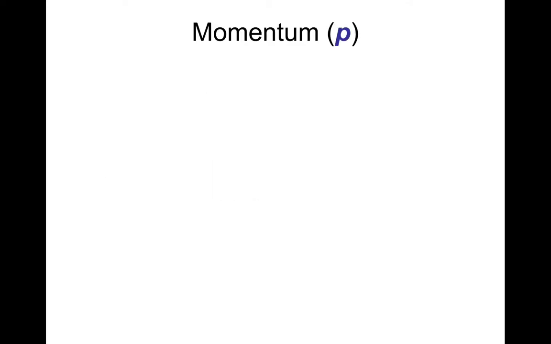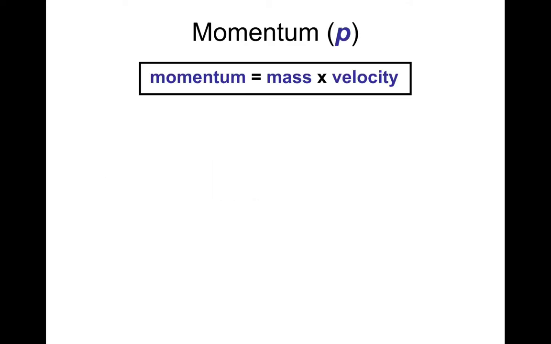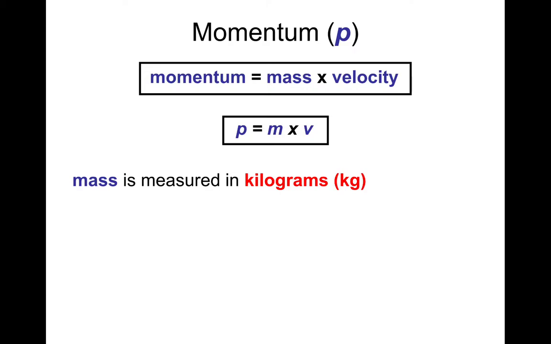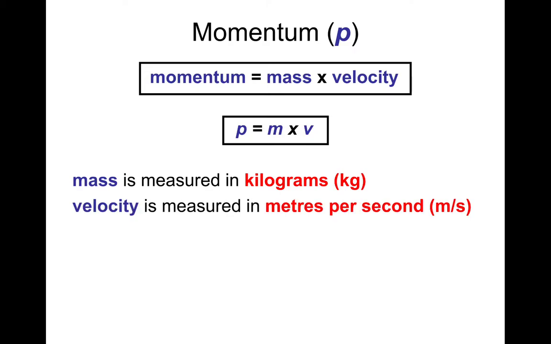So momentum, which we use the letter P, which might seem a bit strange, but momentum is mass times velocity, or P equals mv. Momentum is a vector, its direction is extremely important. So mass is measured in kilograms, velocity is measured in meters per second, which you should already know.